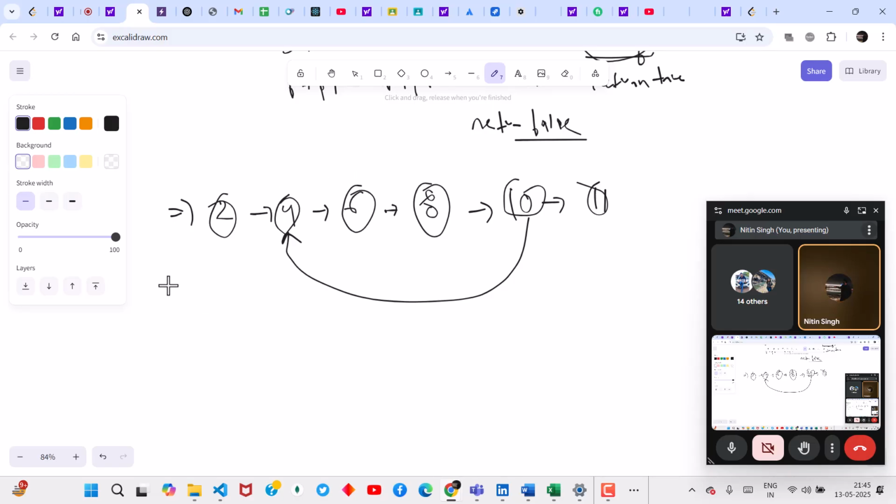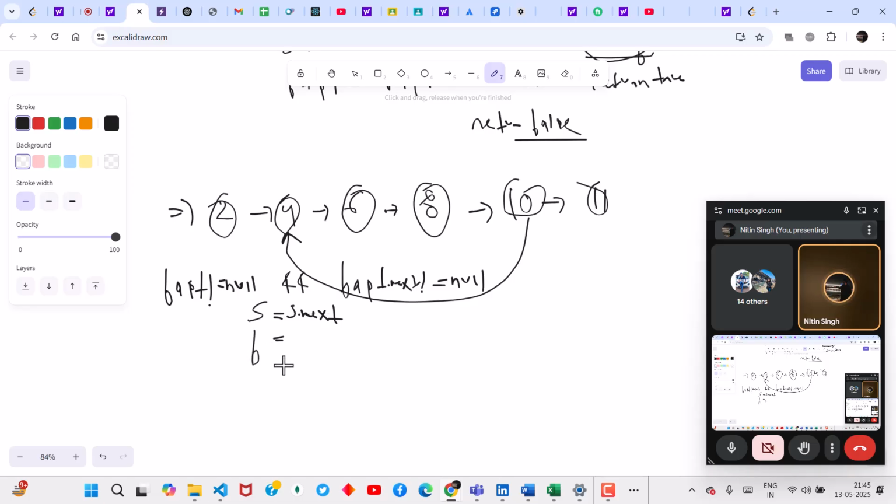Let's start. The condition should be that my fast should not be equal to null, and with that, my fast.next should not be equal to null. I'll be moving slow one step. I'll be moving fast two steps. Now, initially, both of the pointers will be at my head node.